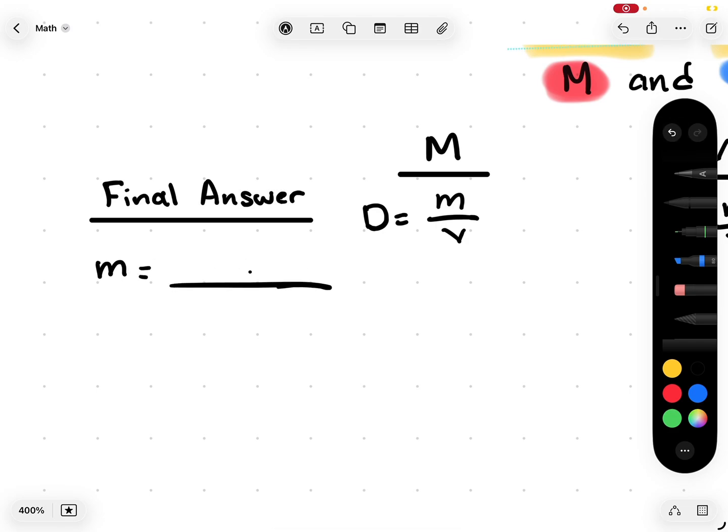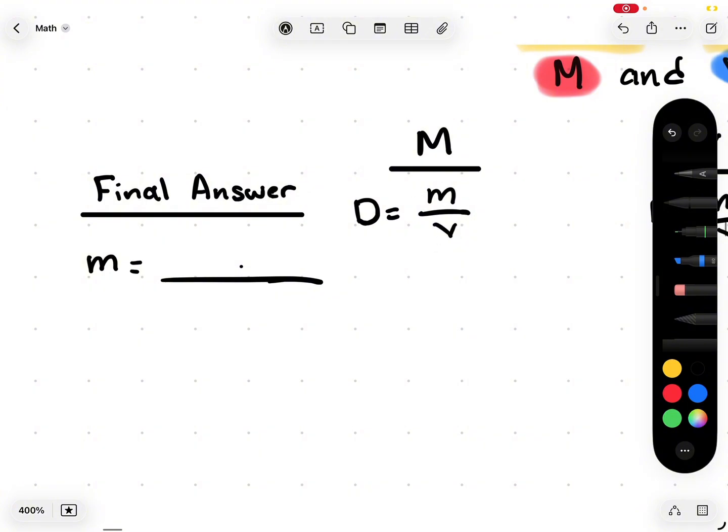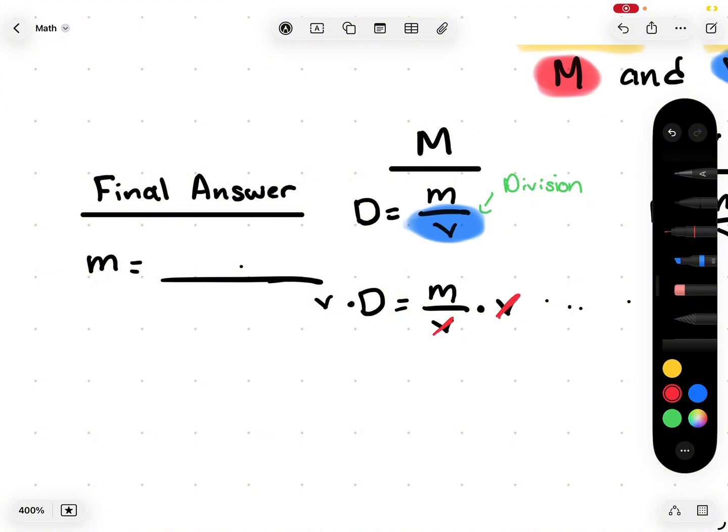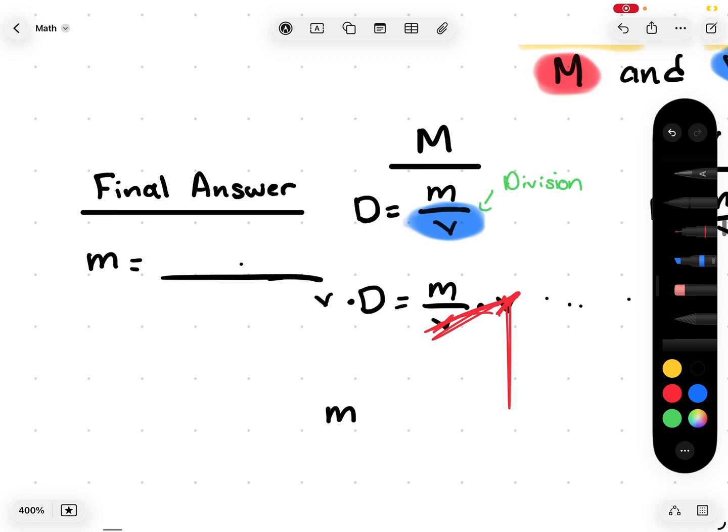something. So first, we're going to have to deal with the one number that's stopping this equation from looking like that, which is v. Right now, we can see that division is happening over here, and the opposite of division is multiplication. So what we do is we multiply v to both sides. This crosses v out here, leaves us with m equals. And when we rewrite this, we get m equals d times v, which is what our final answer looks like.